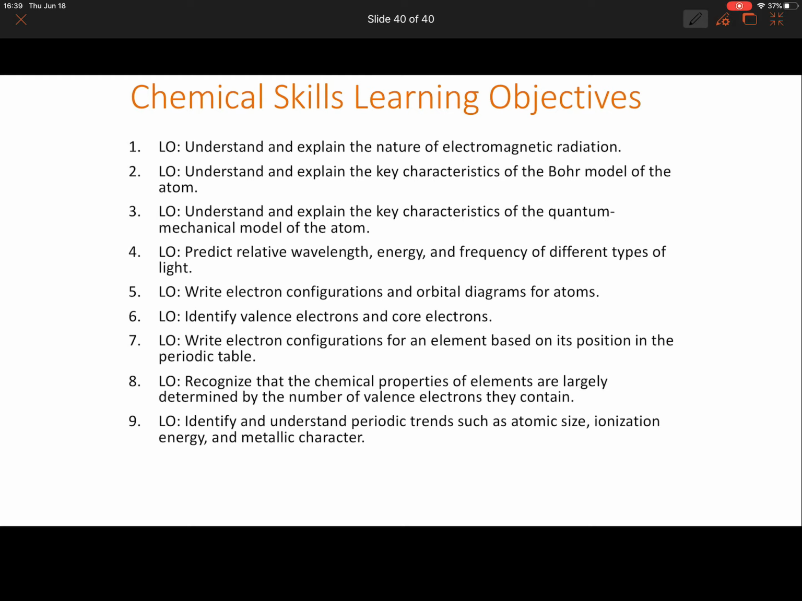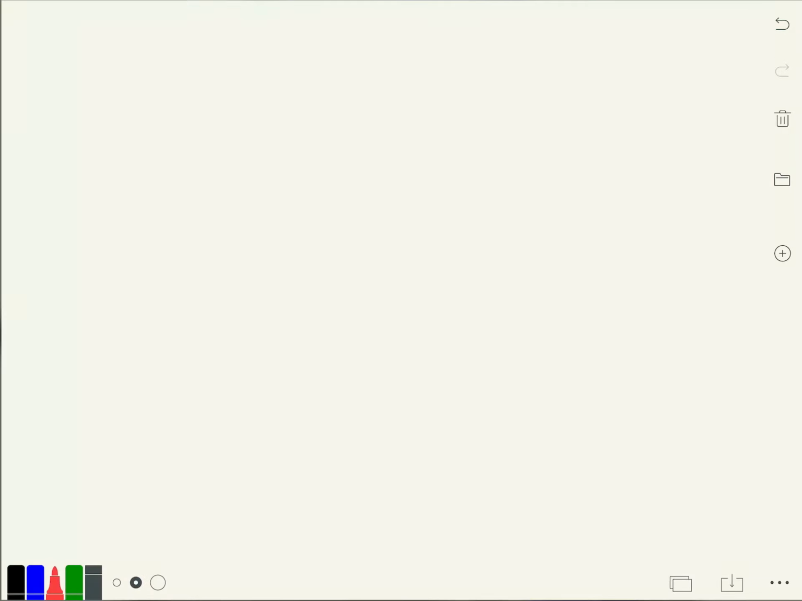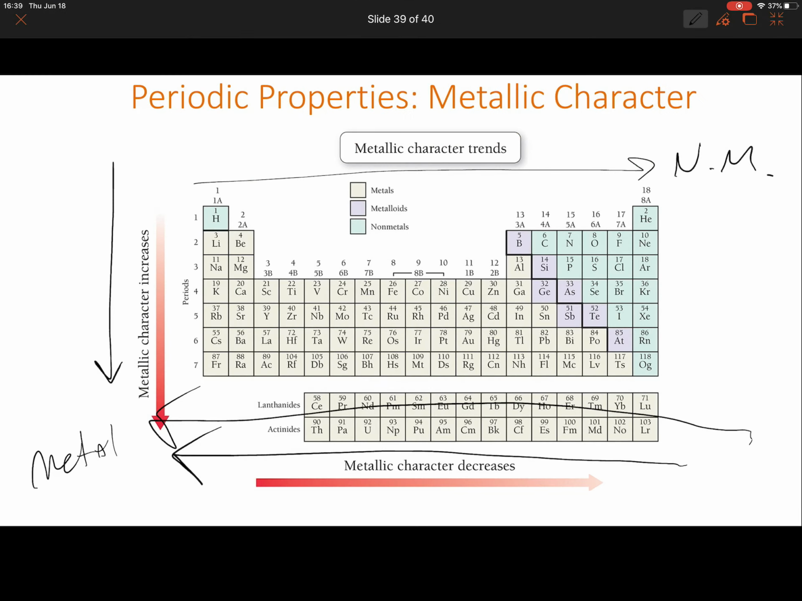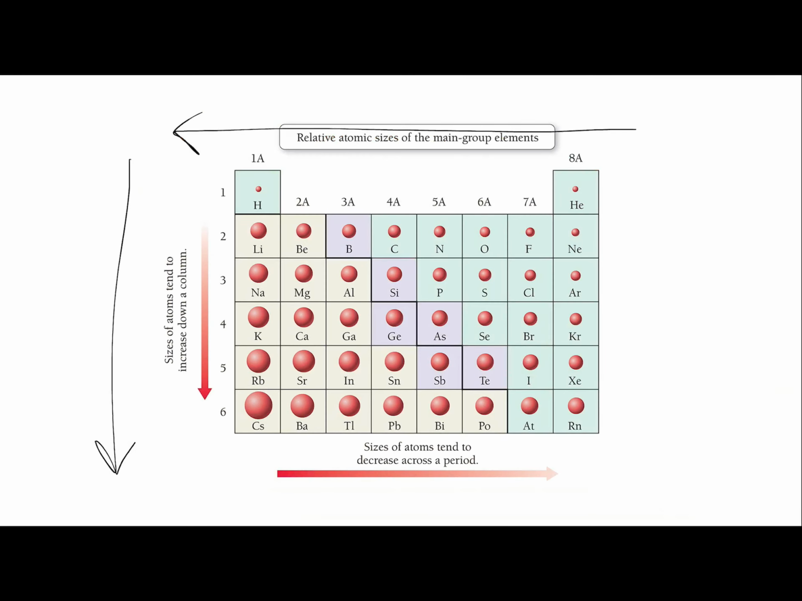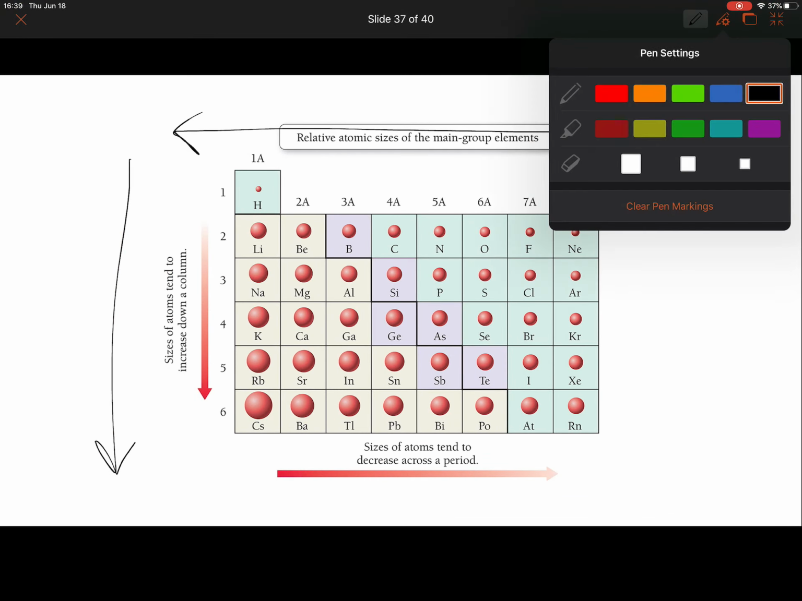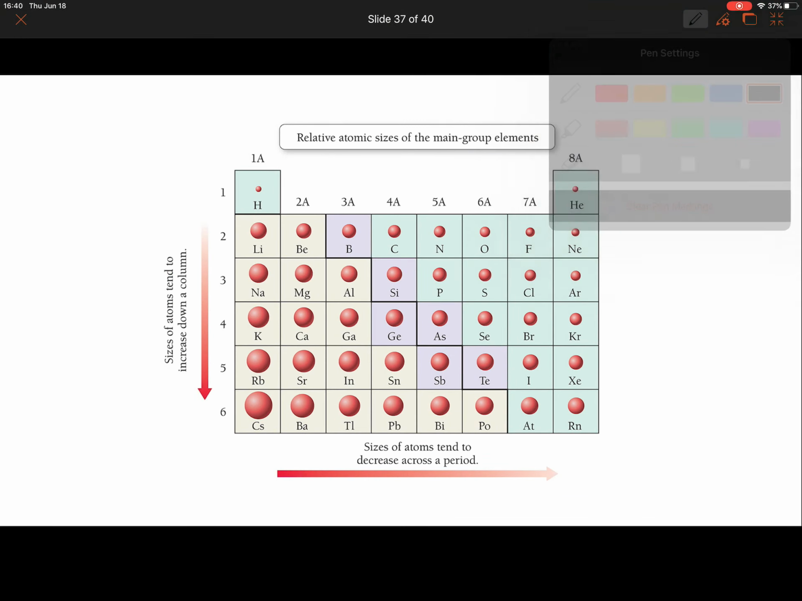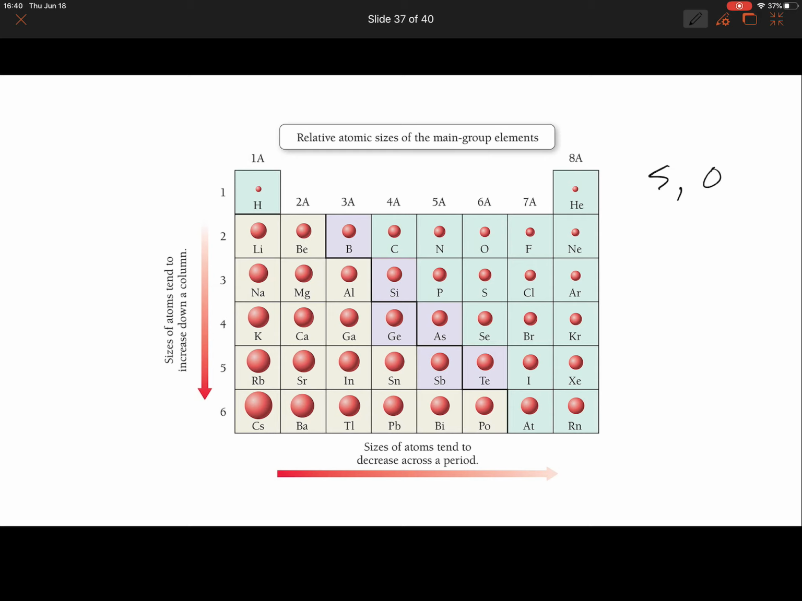All right, before we end that, let me give you an idea of the kind of questions I might ask you. So maybe it's better to go back here. So let's go to the size one. What if I said, which element is bigger, sulfur or oxygen? You would have to find them and relate them to each other. These happen to be in the same column, so you'd have to know lower in the column is bigger: sulfur.